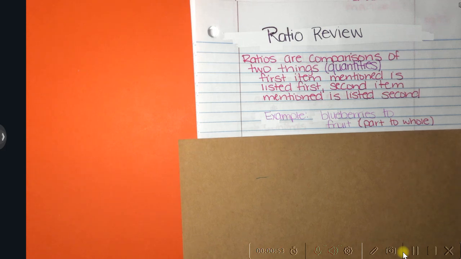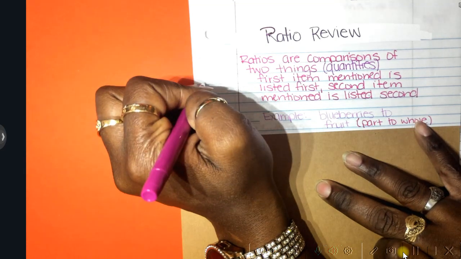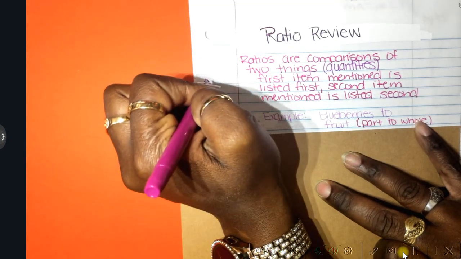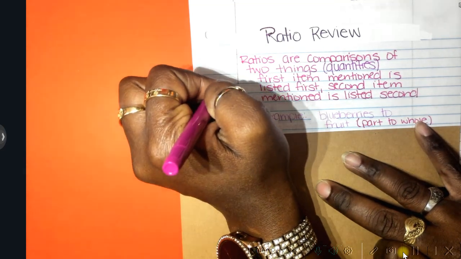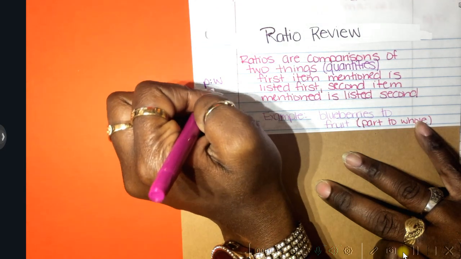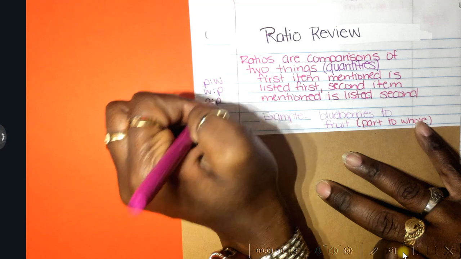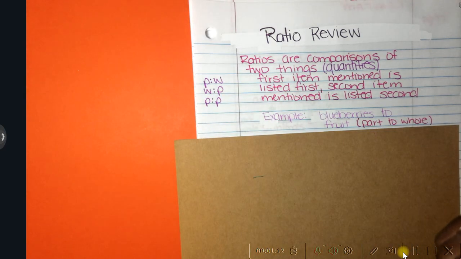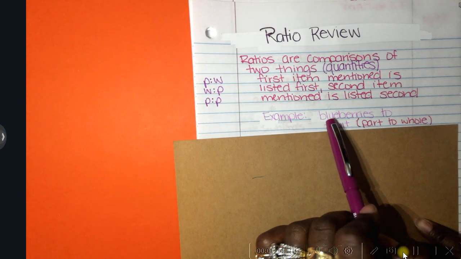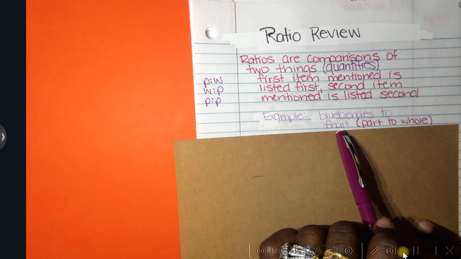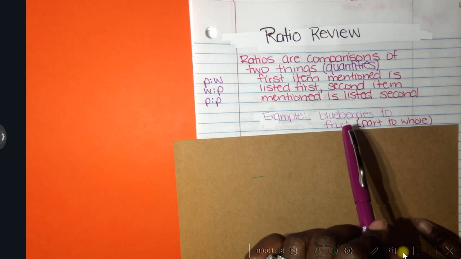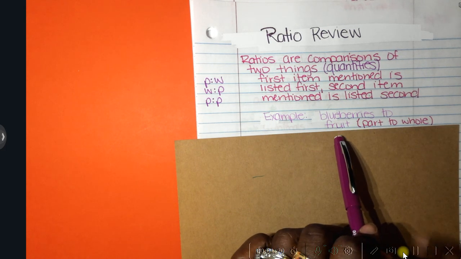And there are three different types of ratio problems that we could have. We could have a part to whole, and I'll just write some notes over here. So we have a part to whole. Okay. We could have a whole to part ratio. And then we could have what's called a part to part. Okay. So in this example, we're talking about a part and we're comparing it to the whole. So we're talking about one of the fruits and then we're comparing that to the total fruits.